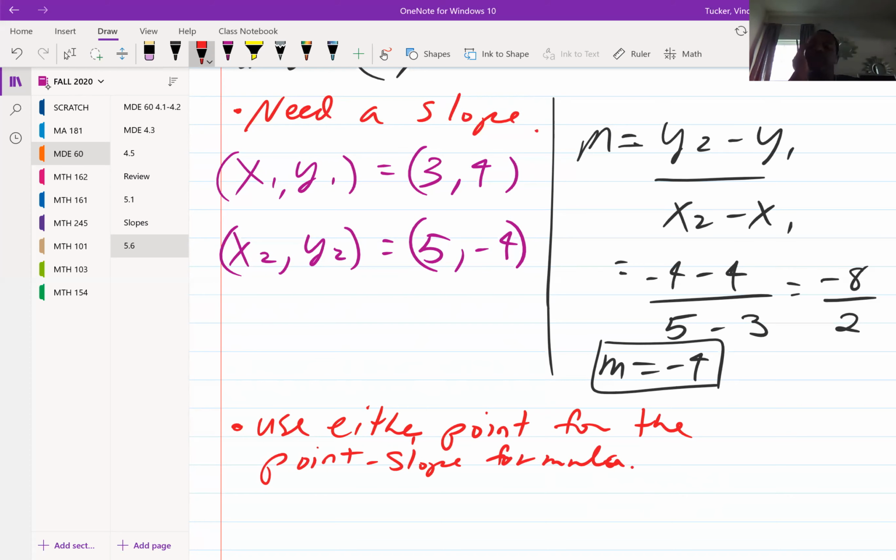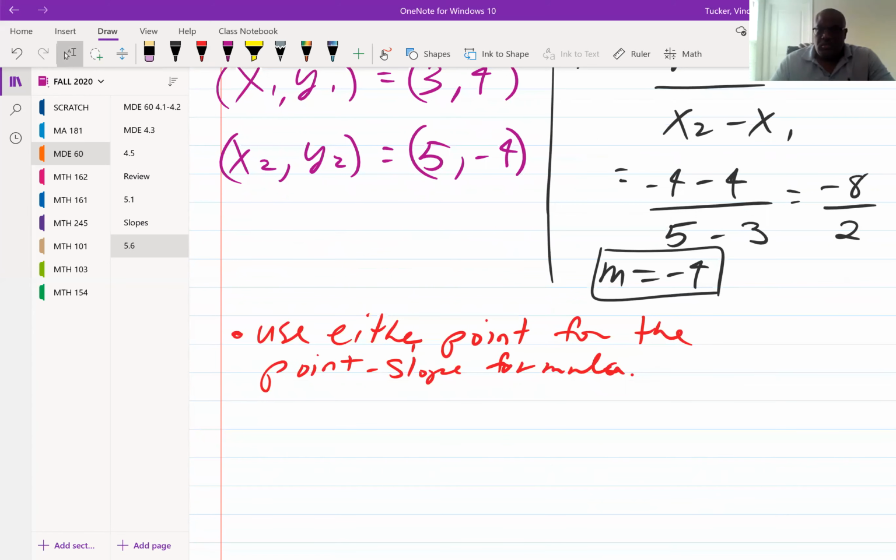All right, so for the next step, now that we have a slope, we can use either point for the point slope formula. It doesn't matter because the line goes through both points. And either point you use, it doesn't matter which one, you'll still get the same line if you do it correctly.